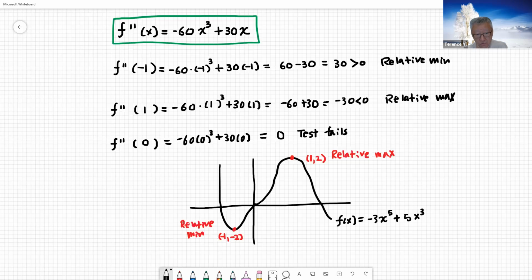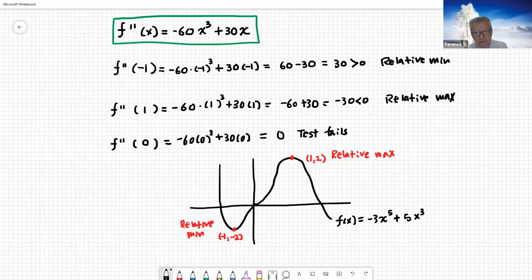Sometimes I have a student say, oh, I thought this was the f double prime of x graph. No, we're always working on the original graph, finding increasing and decreasing intervals and finding relative extrema. You are using the tool f prime of x, the first derivative, to find that information.